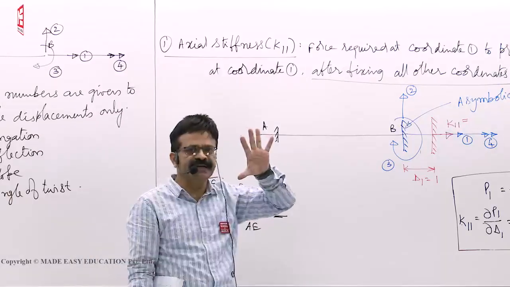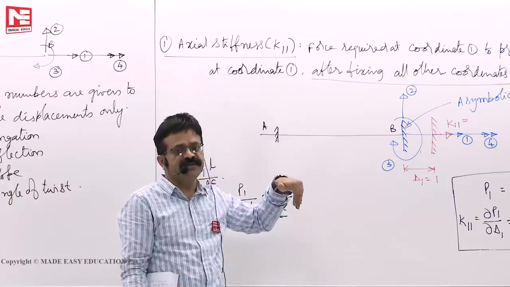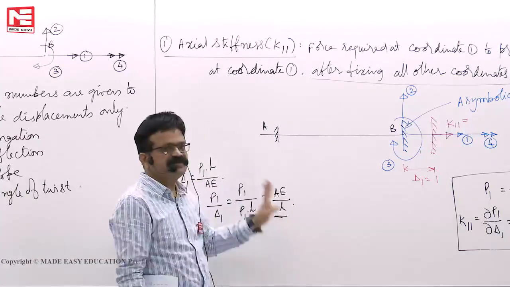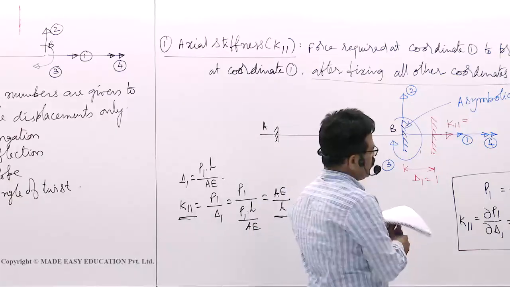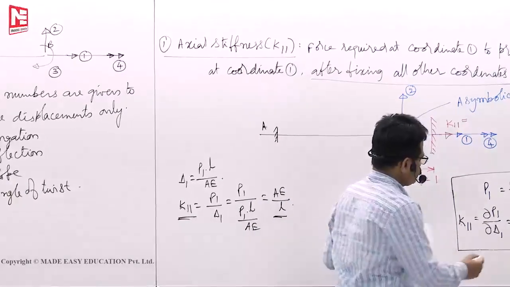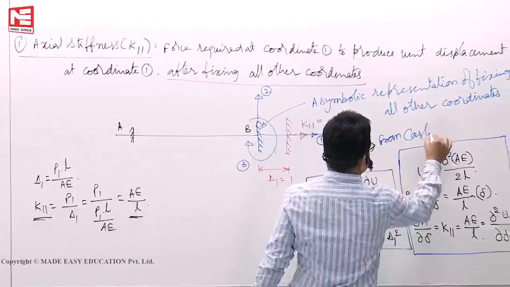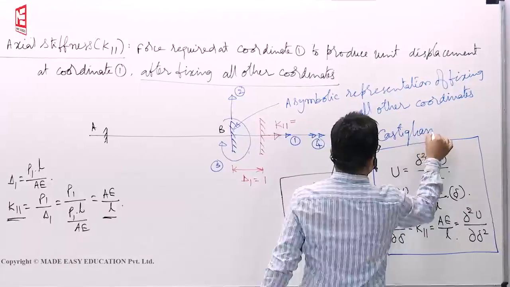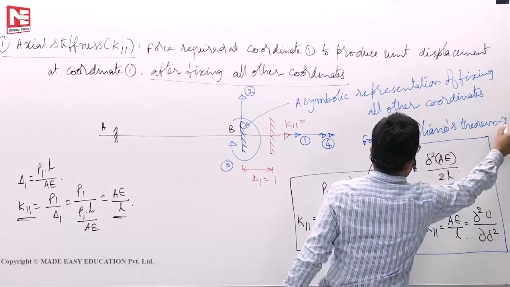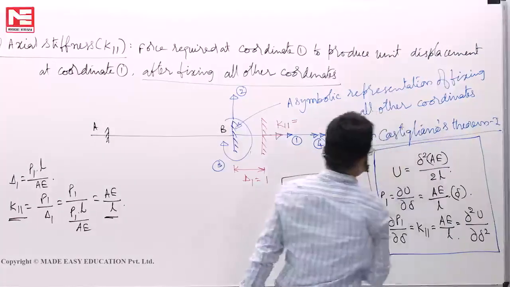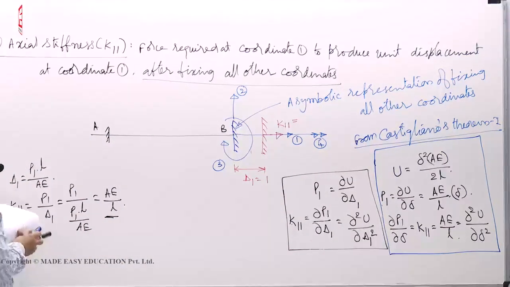But you must have an idea of how to get the stiffness coefficients from the strain energy, from Castigliano's theorem 1. This is from Castigliano's theorem 1. This is what you will get. So axial stiffness cleared.